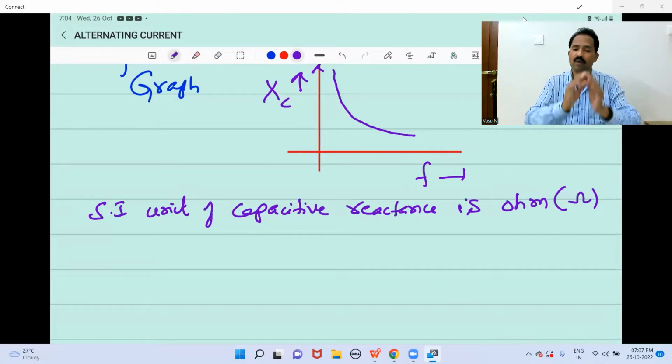In case of all the components put together in series, we have to establish what is the effective opposition to the flow of current, what is the current in the circuit, what is the phase difference between voltage and current.